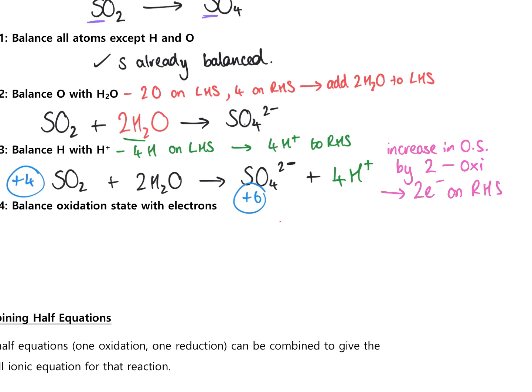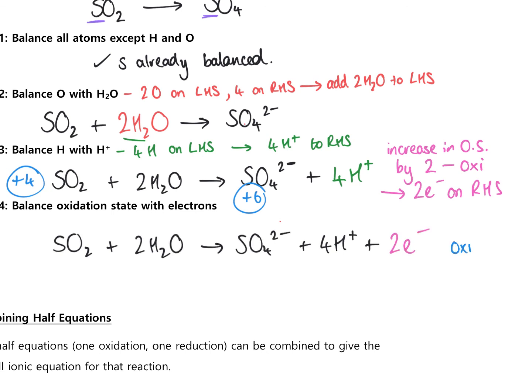There's only one sulfur atom here, so we only need 2 electrons, but that's a good thing to check. Am I doing this for 1 atom? Am I doing it for 2? Because that could change the number of electrons that you need. You might need to multiply that up. So let's rewrite our final equation with those 2 electrons in. SO2 plus 2H2O, giving you SO4 2 minus plus 4H plus 2 electrons. And we can see because the electrons are on the right hand side, this is an oxidation reaction.